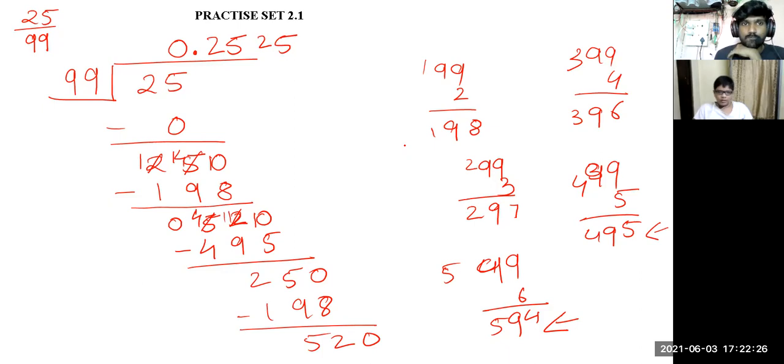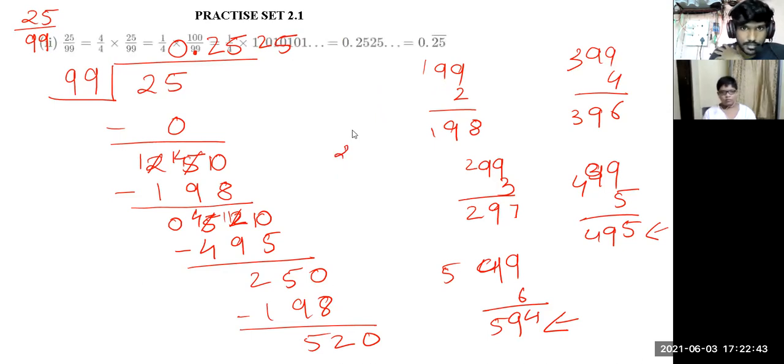What is happening here? It's non-terminating recurring type. Yes. And which part is recurring? 25, 25, 25. Yes, sir. So we add a bar on top. Yes, correct. So wait, I'll just erase this.